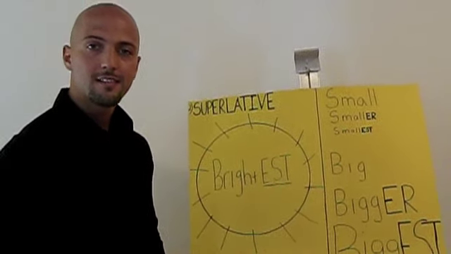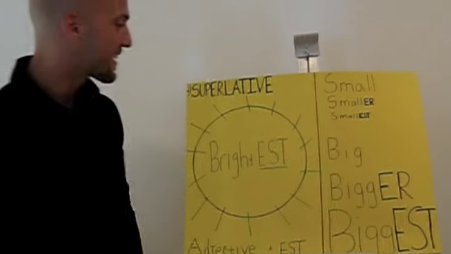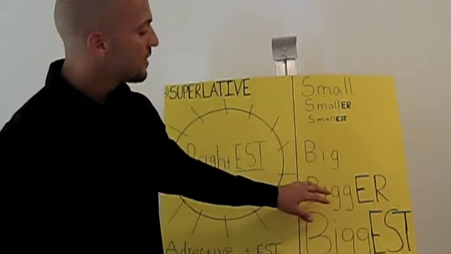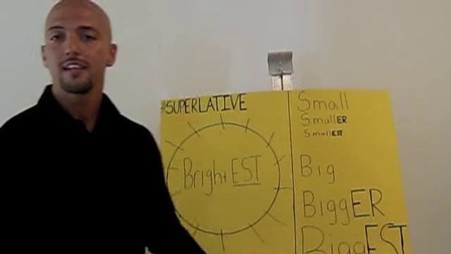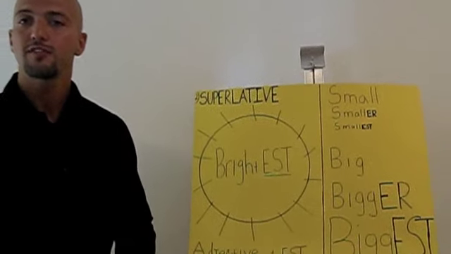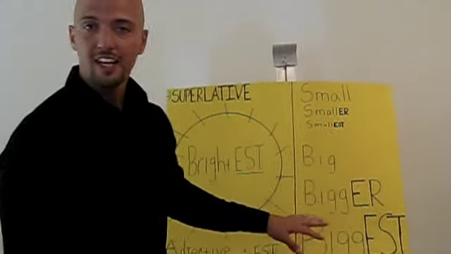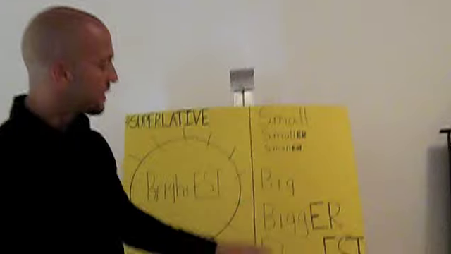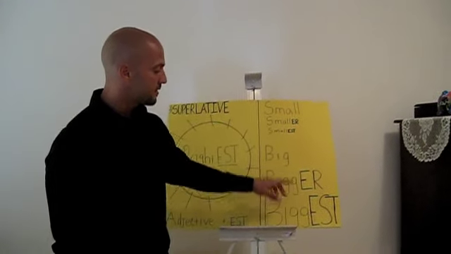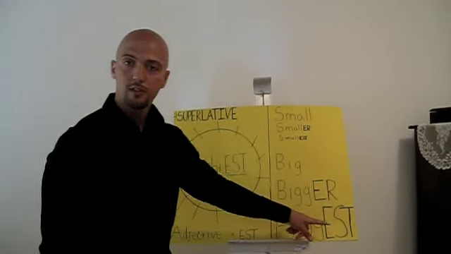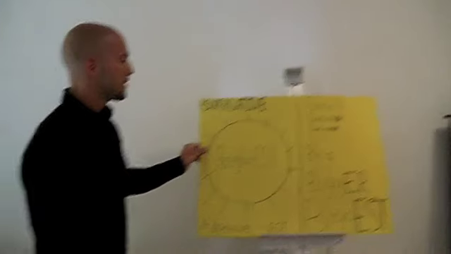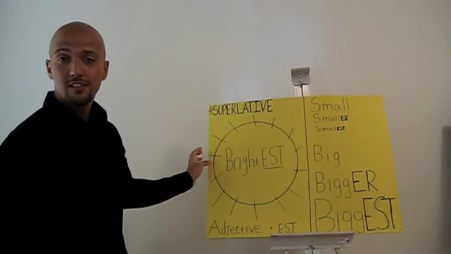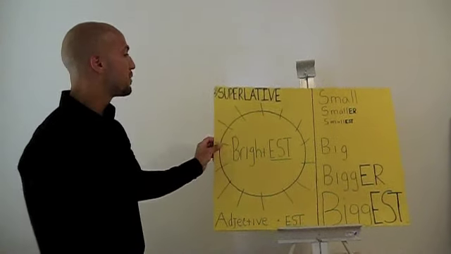To change the word? Let me help you out a little bit, Erica. In English, sometimes when you add ER to the end of the word, it changes the way you have to pronounce it. And to indicate this, we add a G. Alright, so big, bigger, biggest, comparative, superlative. Alright, does anybody have any questions? Alright, let's move on.